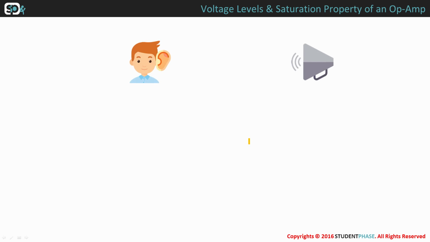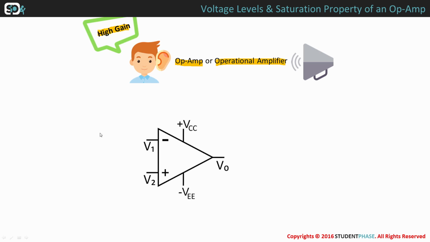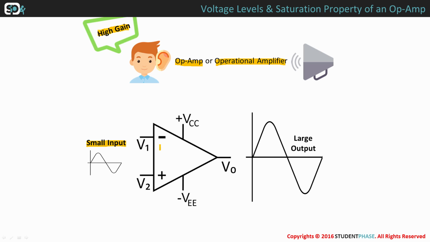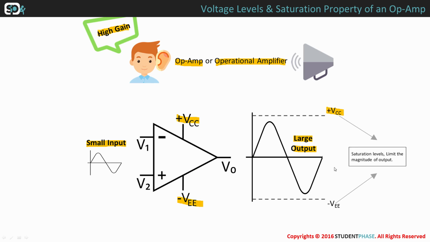As soon as we hear the word op-amp or operational amplifier, the first thing that should come to our mind is that it has extremely high gain. Therefore, a small value of input produces very high output. However, we have supply voltage plus VCC and minus VEE, which are used to limit the magnitude of output.